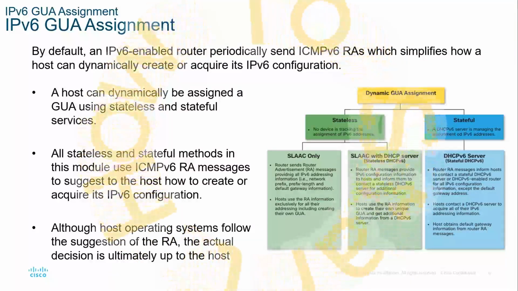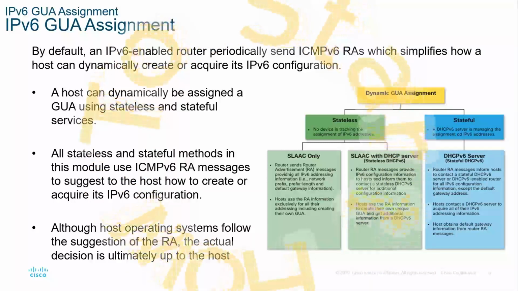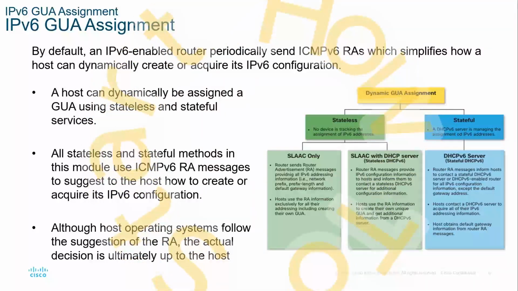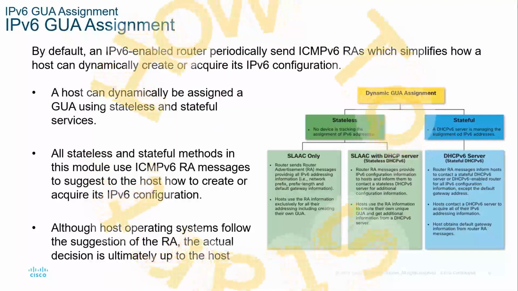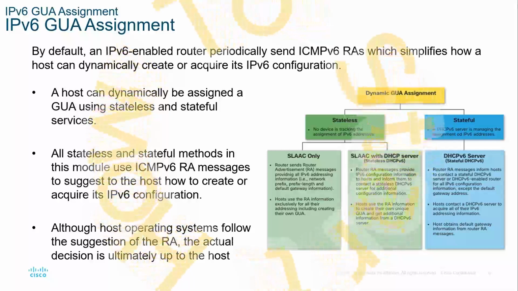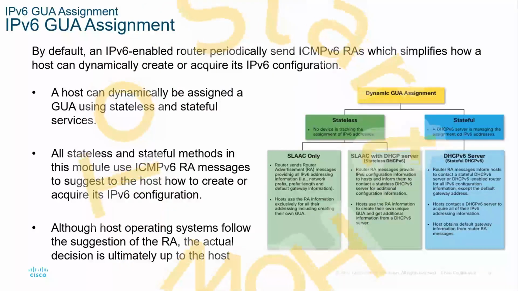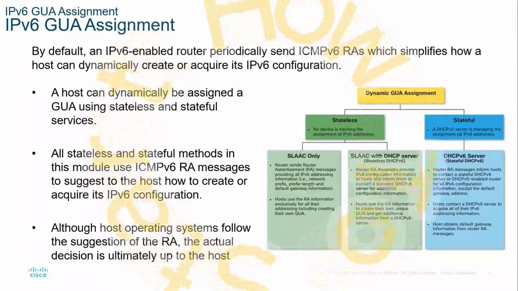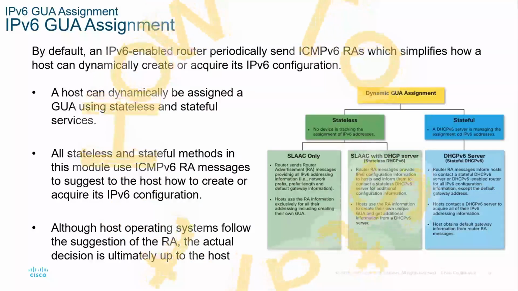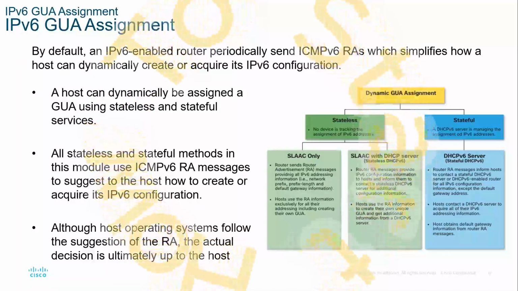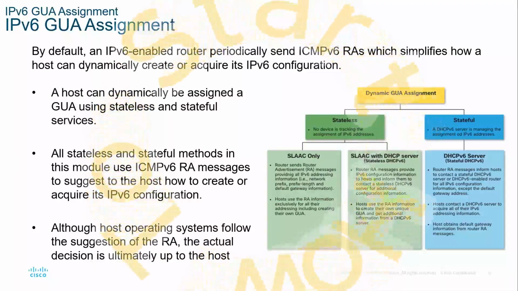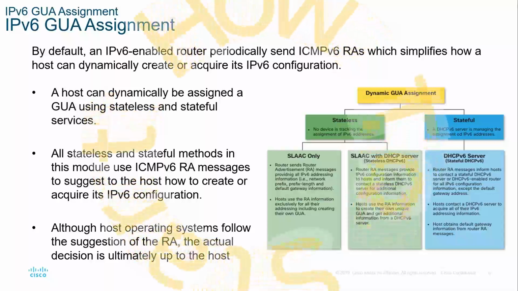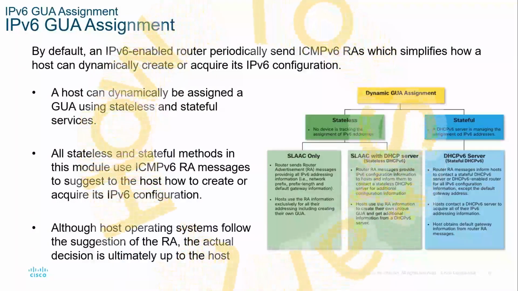SLAAC only will send router advertisement messages providing all of the IPv6 address information. With SLAAC with DHCP, the router advertisement message provides IPv6 configuration information that informs the host to contact a stateless DHCP server for the additional configuration, like default gateway and DNS, which can go to all hosts and aren't really needing to be trackable. With stateful DHCPv6, the router advertisement message informs the host to contact a stateful DHCPv6 server or some type of DHCP enabled device for all IPv6 configuration except the default gateway. That can be automatically assigned.